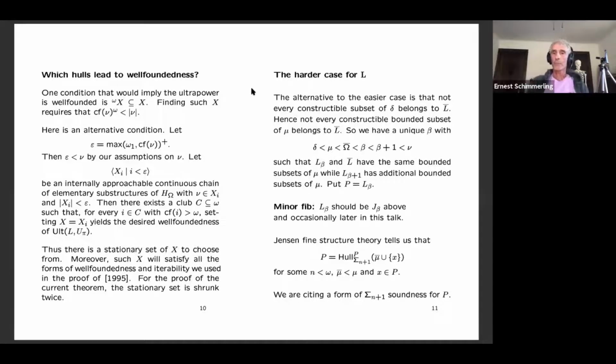And I'm going to put P equal to L beta. Okay, here's a minor fib.